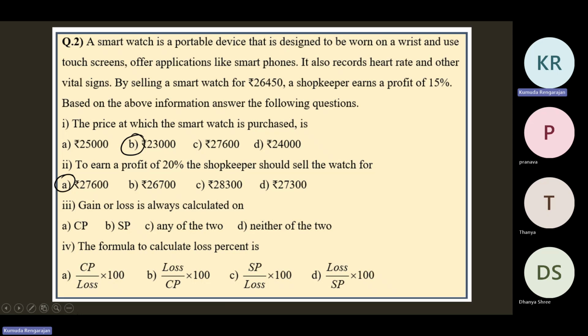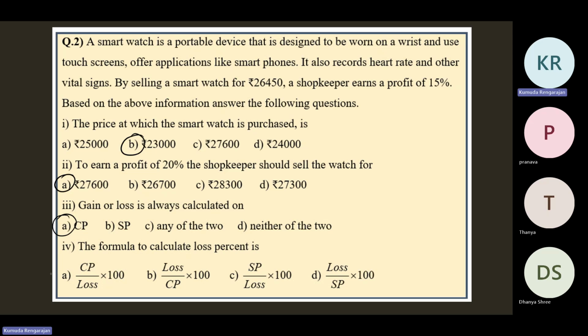Gain or loss is always calculated on the CP. Because what is the formula to find the gain percent or loss percent? Gain percent is gain by CP into 100. Loss percent is loss by CP into 100. So gain or loss is always based on the cost price.